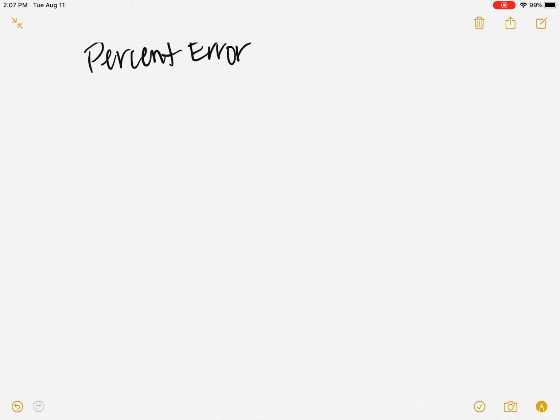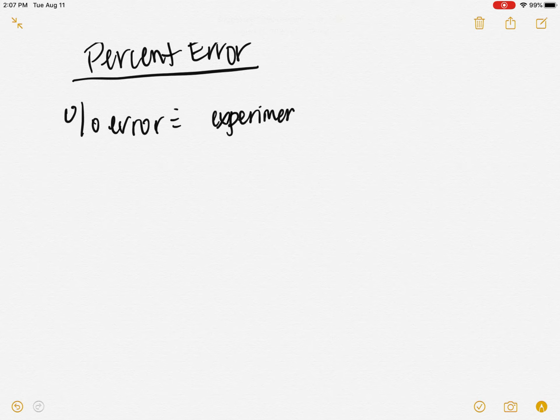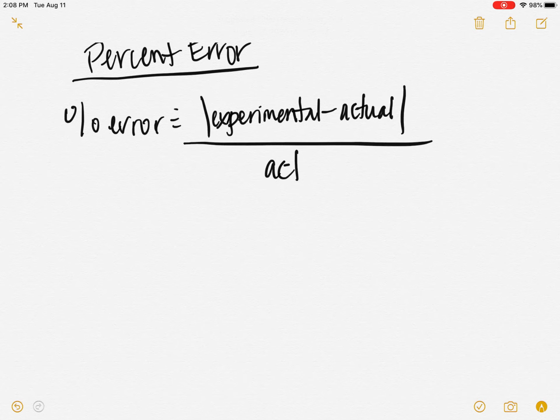Well, last thing is something called percent error, and we use percent error a lot of times in lab experiments. And so percent error looks like this. Oh, just a little more complicated. And that is experimental minus actual, the absolute value, over the actual multiplied by 100. So if we go back to what we were just discussing with the 79 degrees and the 82 degrees, we could calculate a percent error here by plugging in my numbers.